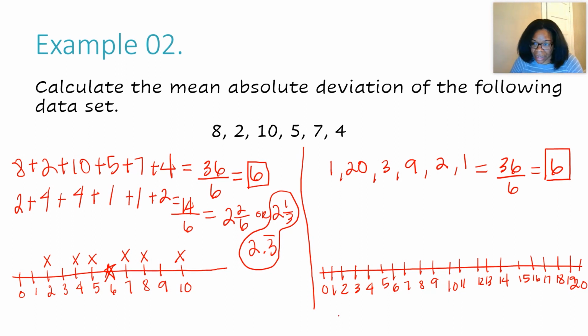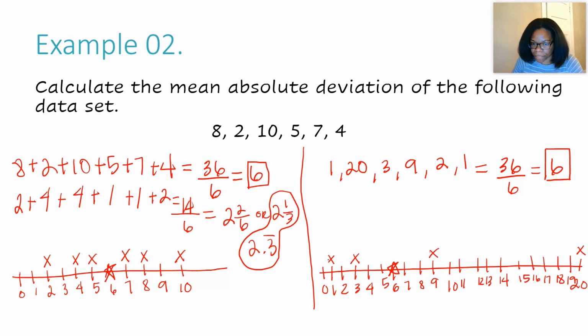Now, I'm going to take the same steps that I took over here, but I'm going to do it with my new data set. So I have a mean of 6. So I'm going to star 6. Okay? Now I'm going to take all of these other data points and I'm going to mark them just like I did over here on this side. So I have a 1 and I'm going to put an X right here. I have a 20 and I'm going to put an X right here. I have a 3 and I'm going to put an X right there.